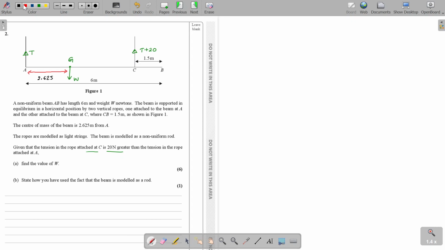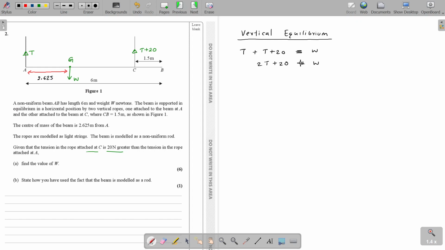So how do we get the vertical equilibrium? Here the upward forces are balancing out with the downward forces. When you consider vertical equilibrium, what are the upward forces we have here? T and T plus 20. Are you with me? T and T plus 20 balances out with whom? The W. So I get here 2T plus 20 equals W. Are you with me? 2T plus 20 equals W.